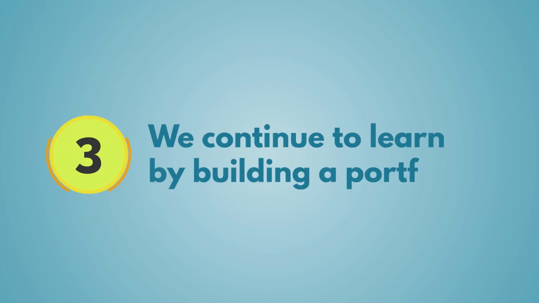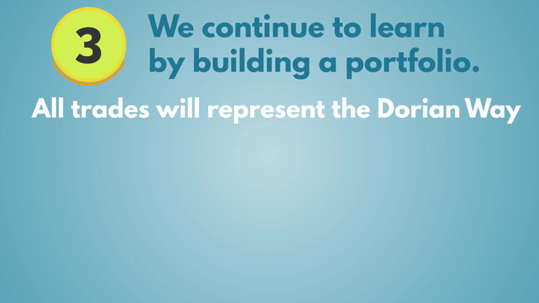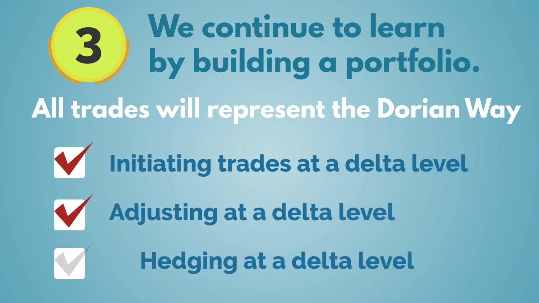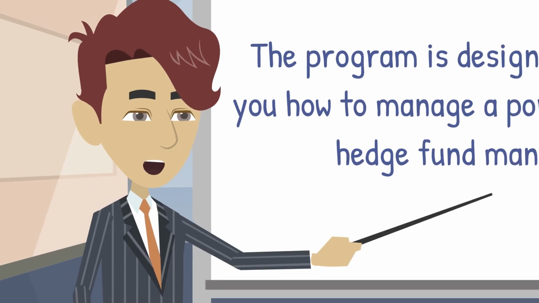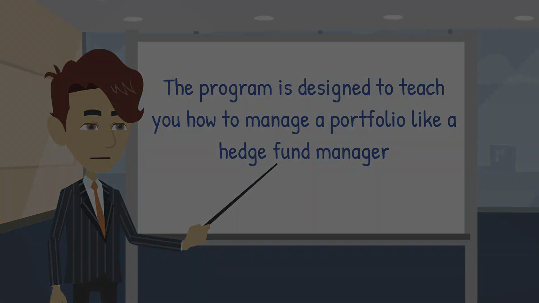Step 3. We continue to learn by building a portfolio. All trades represent the Dorian Way, which is centered around initiating trades at a delta level, adjusting at a delta level, and hedging at a delta level. The program is designed to teach you how to manage a portfolio like a hedge fund manager. Let's get started.